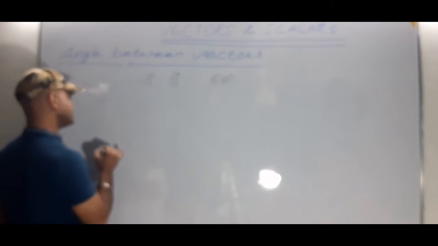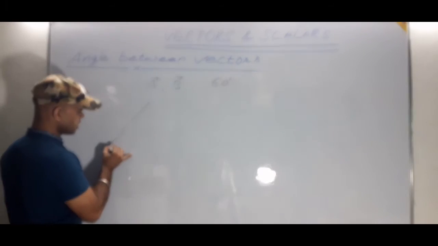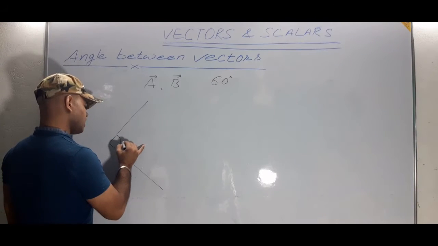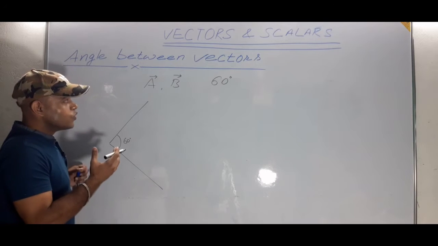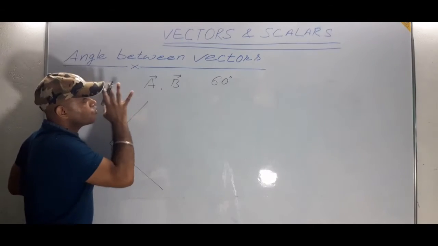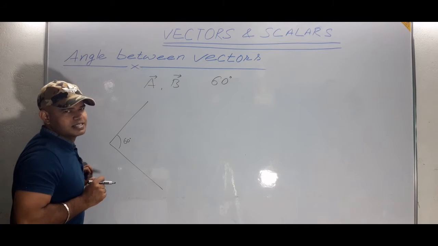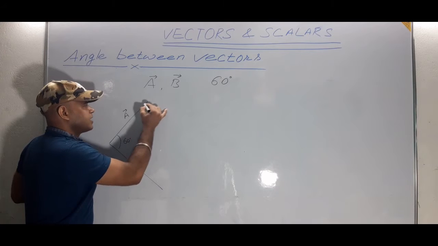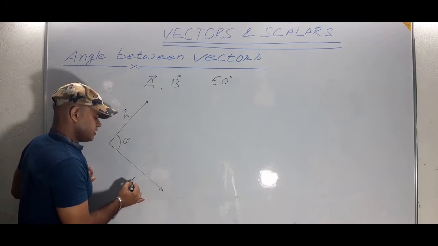First of all, I am drawing two lines inclined at an angle of 60 degrees. One is this line, another is this line, and I draw an angle of 60 degrees. So these are the two lines. Now when you try to draw these two vectors, A vector and B vector, you have many possibilities. Look at this. I can draw A vector like this, and I can draw B vector like this.